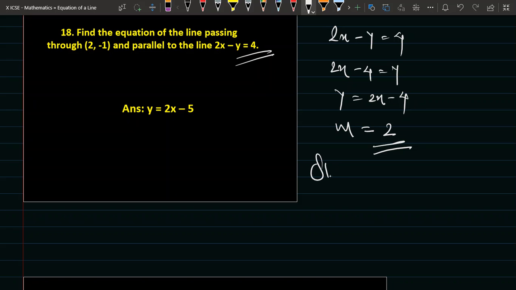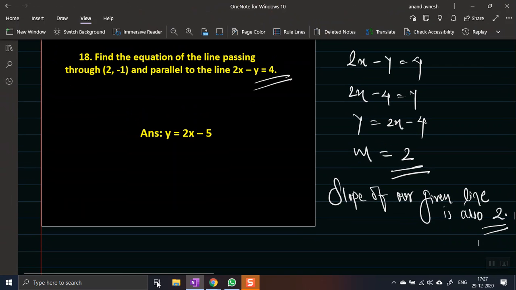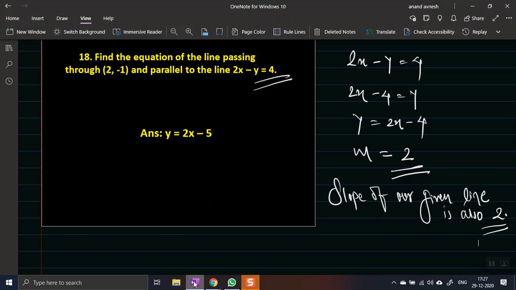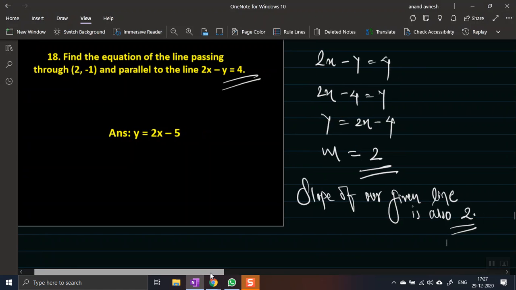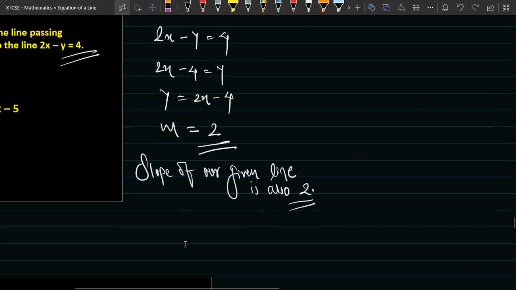So slope of our given line is also 2. What is the slope of our given line? 2. Slope of our given line is also 2. Okay, the slope we have got.